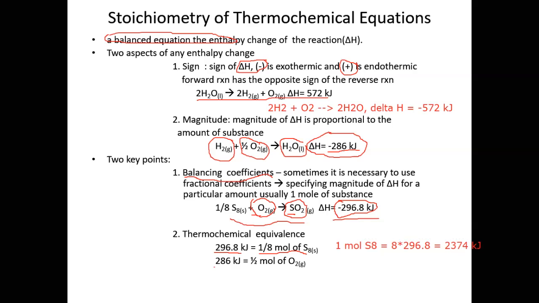Now we look at this reaction here. For every half mole of O2 that is consumed, we produce 286 kilojoules of heat. So if we wanted to know how much heat 1 mole of O2 would produce, we would need to multiply it by 2. So here 1 mole of O2 would be 2 times 286. So it would be 572 kilojoules of heat produced. So again, that's how you use the coefficients to determine how much heat is produced for that particular reactant or product.